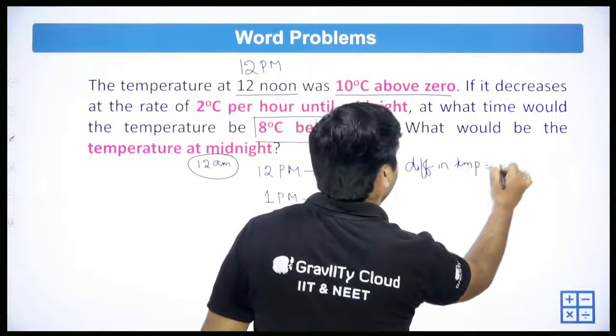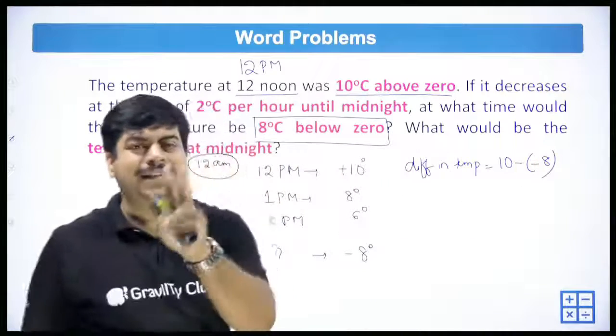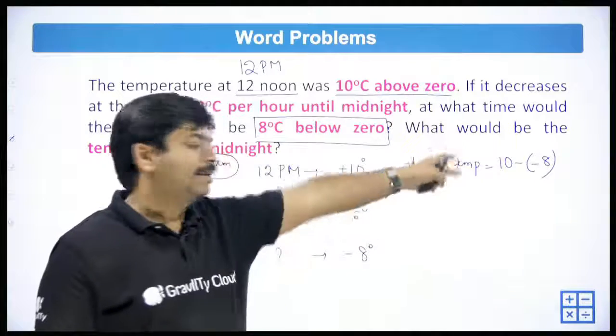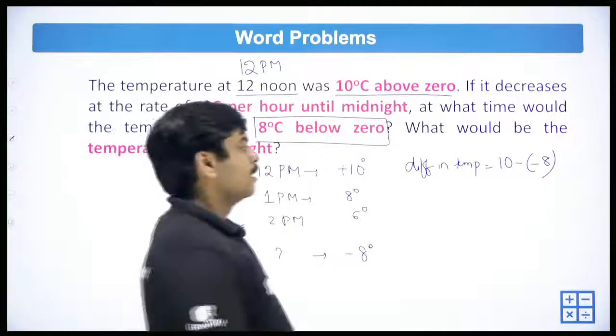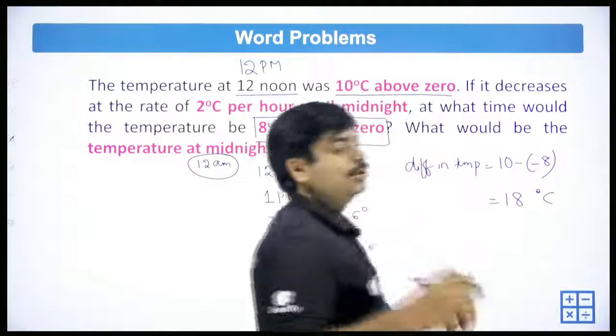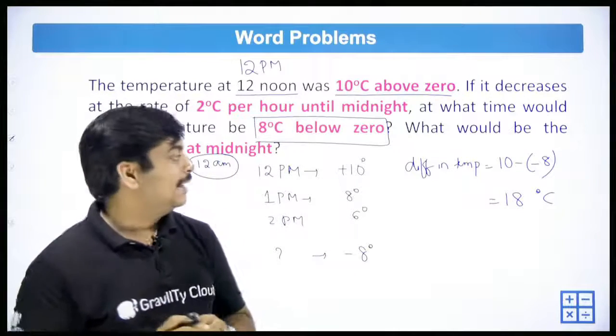is equal to 10 minus of minus 8. Difference of 5 and 3 is 5 minus 3. 10 and 5, 10 minus 5. 10 and minus 8, 10 minus of minus 8. Don't forget that extra negative. So that is 18. So in total it should reduce by 18 degrees.